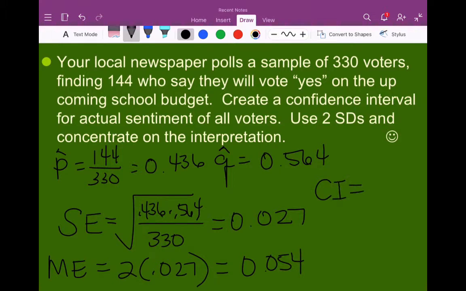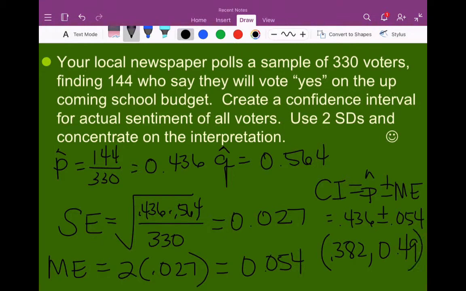Once we have our margin of error, we can then find our confidence interval, which I'm abbreviating CI, and it will be our p hat plus or minus our margin of error. So it will be equal to 0.436 plus or minus 0.054. This gives us a confidence interval of 0.382 to 0.49. So 38.2% to 49%. So this ends up being our confidence interval.